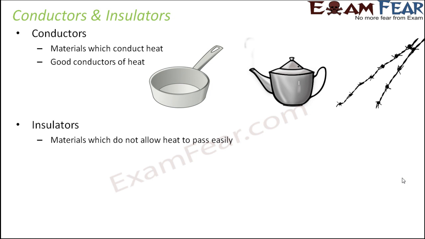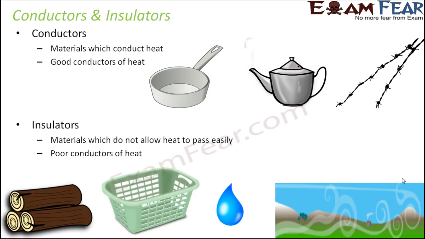The concept of conductors and insulators of heat is very similar to what we have learned in conductors and insulators of electricity. There are some materials which allow electricity to pass through them. They are called good conductors of electricity. Similarly, those materials which do not allow electricity to pass through them are called poor conductors of electricity. Similarly, these are conductors and insulators of heat. Examples of insulators are plastics, wood, water, air. These are all examples of poor conductors.